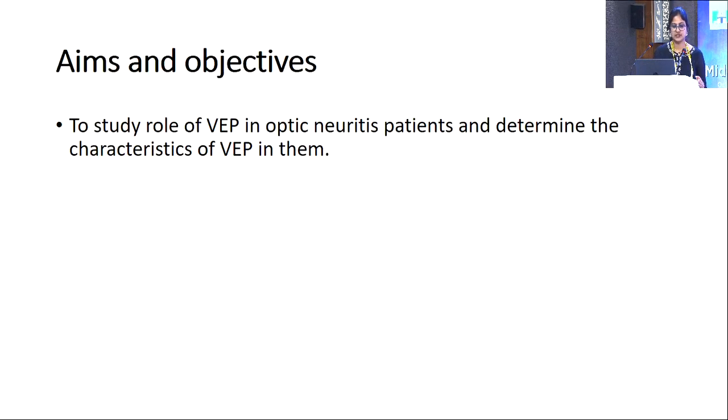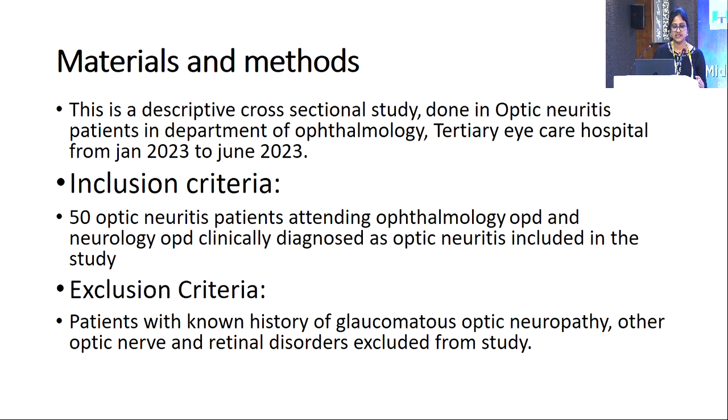Aims and objectives: to study the role of VEP in optic neuritis patients and determine the characteristics of VEP in them. Materials and method: this is a descriptive cross-sectional study done in optic neuritis patients in the Department of Ophthalmology, Tertiary Eye Care Hospital, from January 2023 to June 2023. Inclusion: 50 patients attending the ophthalmology OPD and neurology OPD, clinically diagnosed as optic neuritis, were included in the study. Exclusion: patients with a known history of glaucomatous optic neuropathy and other optic nerve and retinal disorders were excluded.